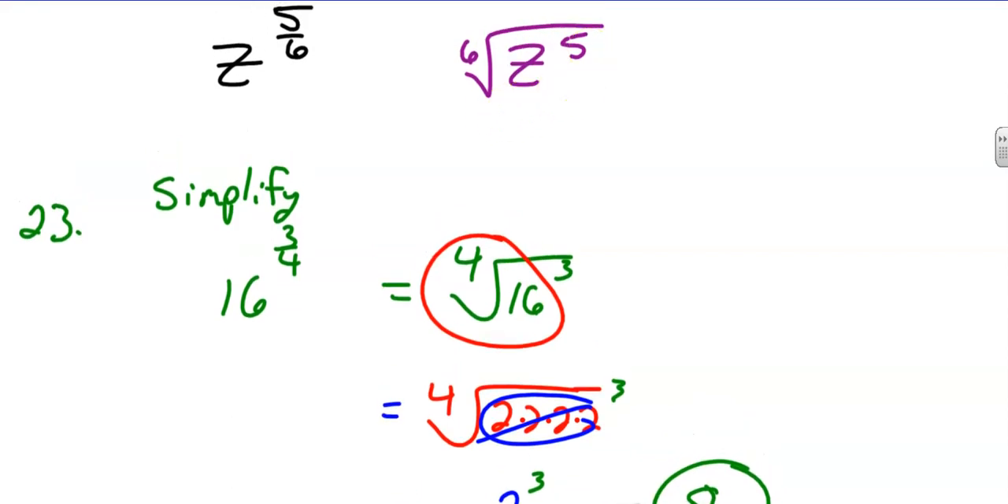And same thing back here when we did this one. This z, the sixth root of z to the fifth. That fifth power kind of straddles the fence.